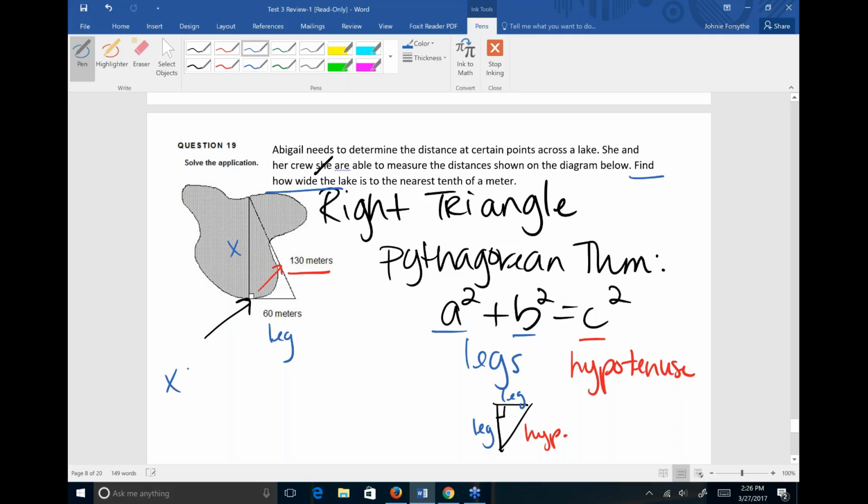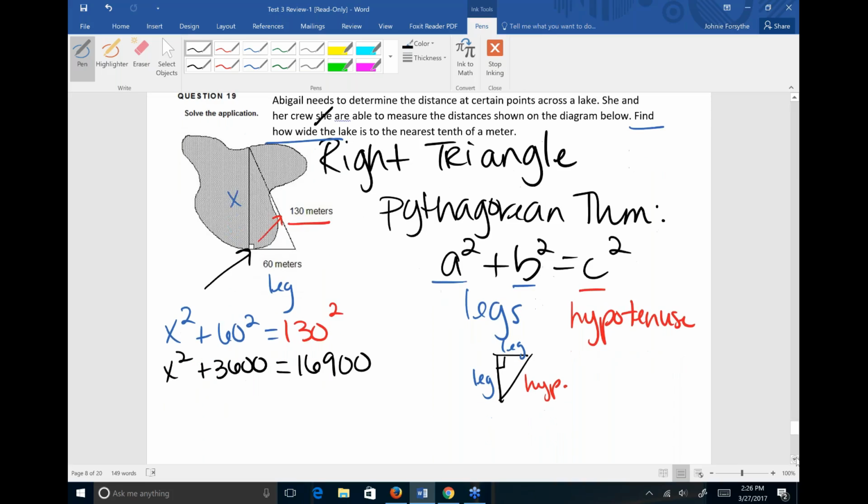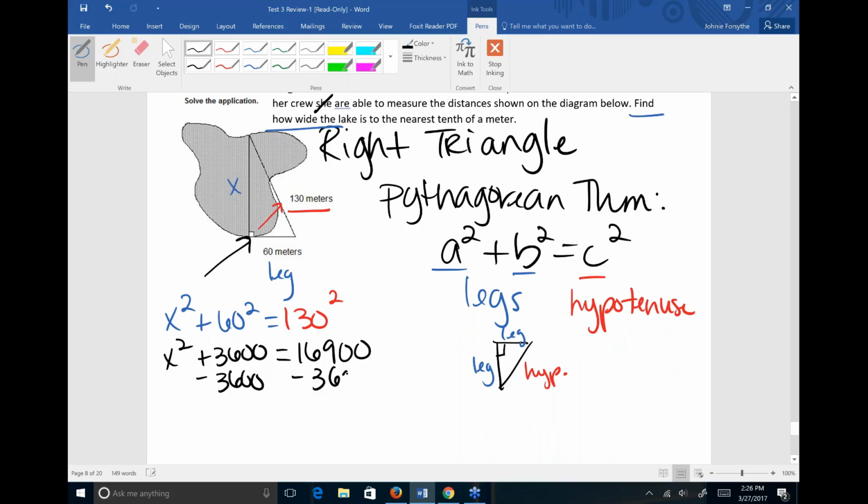So we'll say x squared plus 60 squared equals 130 squared. In our calculator, 60 squared is going to be 3,600, and 130 squared is 16,900. And bring down your x squared. To solve for x squared, we're going to subtract 3,600 from both sides. So we're going to have x squared equals 13,300.